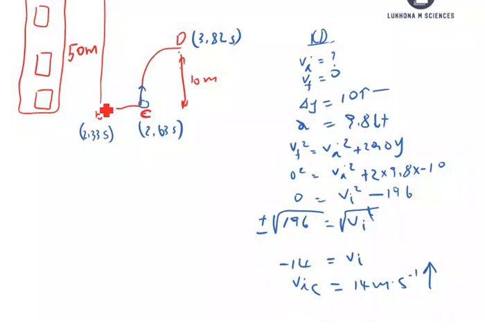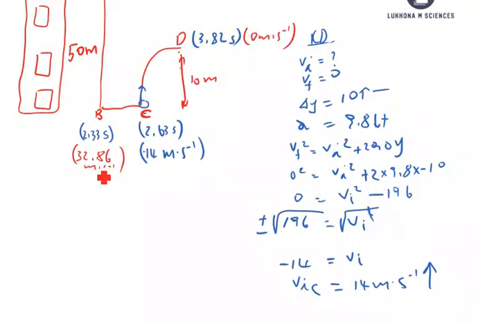So we need the velocity at B. I'll just write the value. The velocity at C is negative 14 meters per second, right? So the velocity at B is 32.86.